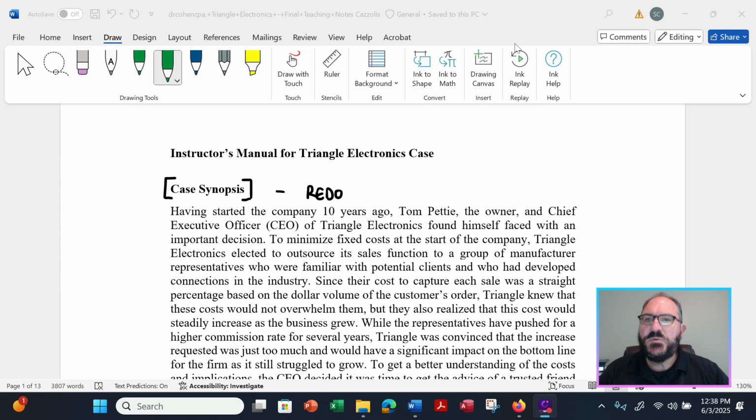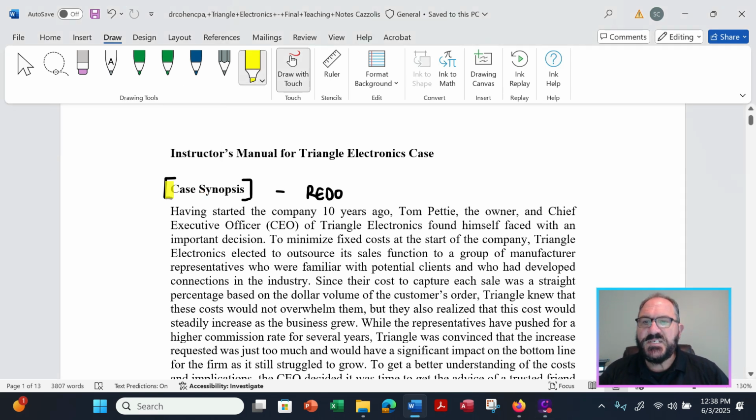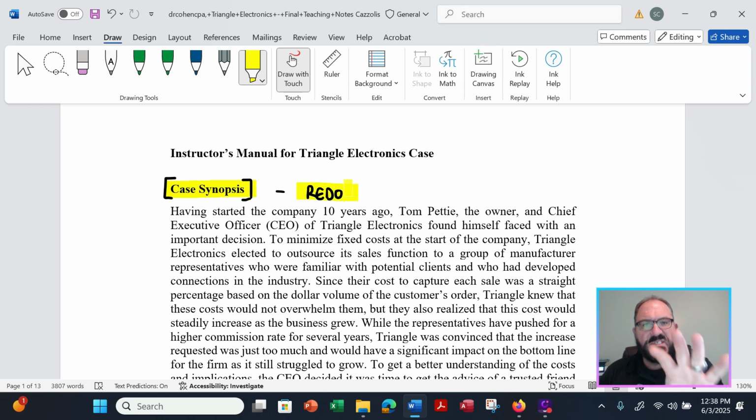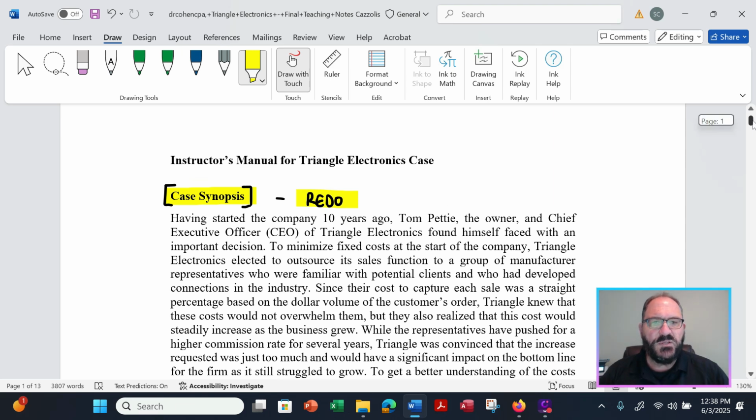Okay, so this first part right here, the case synopsis, obviously this has to be redone. It has to be redone because the synopsis obviously will be for the Cazzolis case. So basically you have the case there. Just go ahead and take a look and rewrite it similar to what you see here based upon the story.